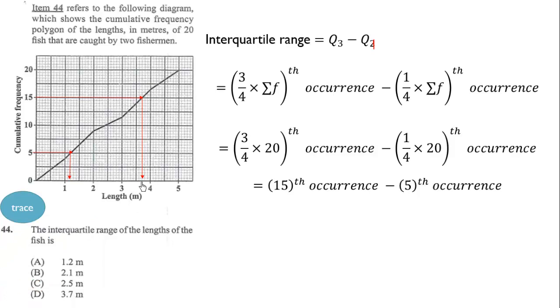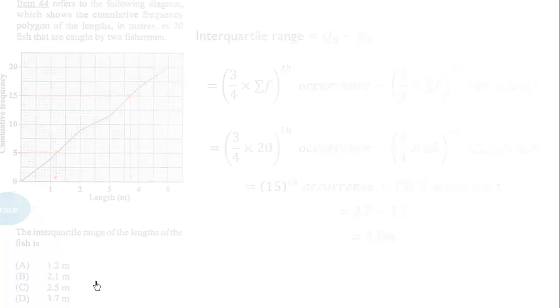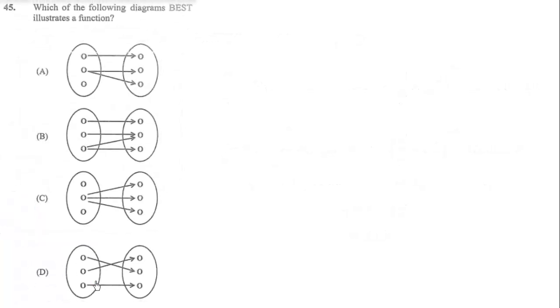3.5, 3.6, 3.7. So this is 3.7, and this one is 1.1, 1.2. So let's subtract 3.7 minus 1.2 gives us 2.5 meters. So the correct answer is C. Now let's proceed to this.